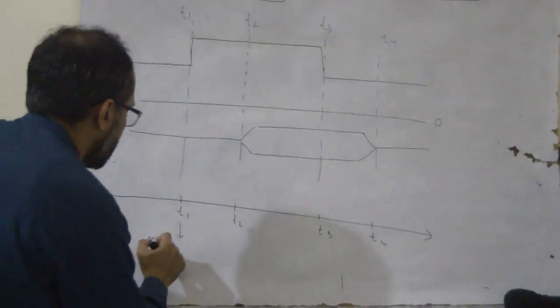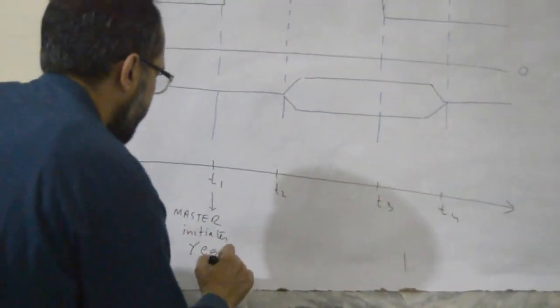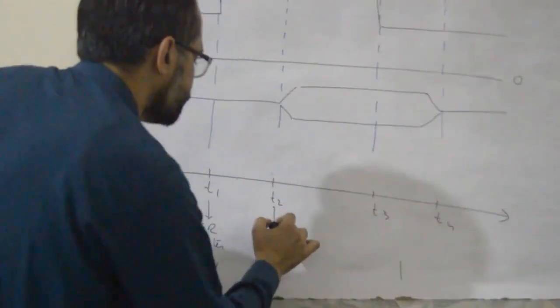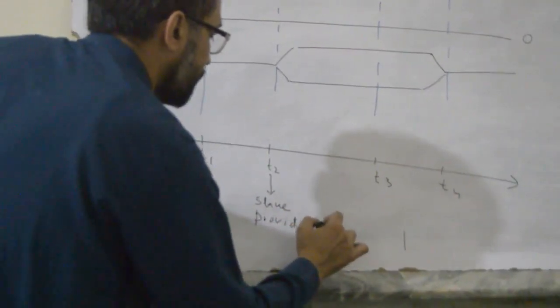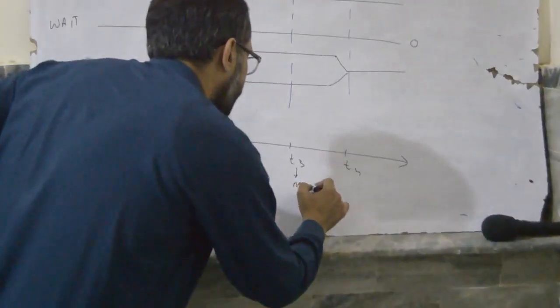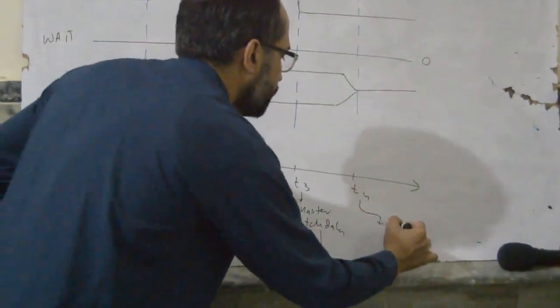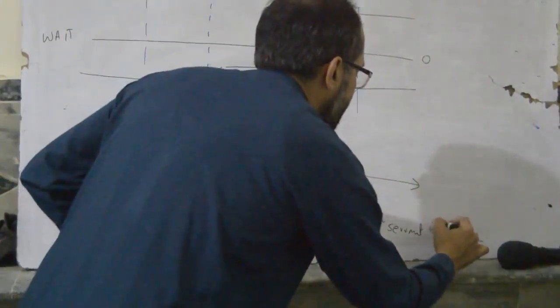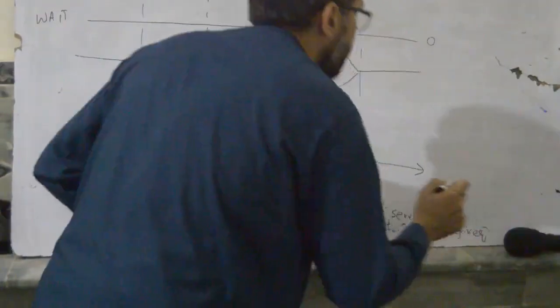So at this point, the master initiates the request. At time T2, the slave provides data on the data bus. At time T3, because now the master has latched the data, the master puts its request signal to low, and it means that the request has now been serviced. And at time T4, the slave is able to service another request.